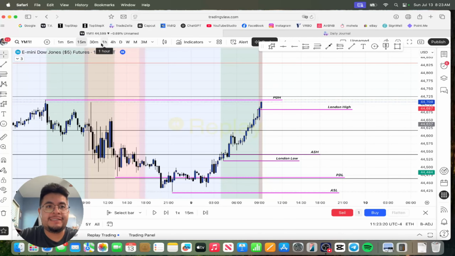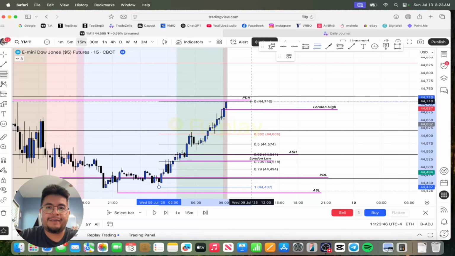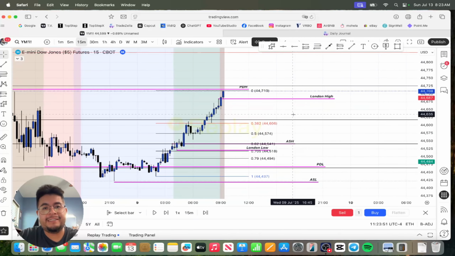I can't really see any 1 hour fair value gaps, because if I go down to the 1 hour, I believe it'll just go to like 10 o'clock, and I don't want it to go to 10 o'clock because then I miss that data. So what I want to do is do a fib from this low. It came down from here to there, so I want to do it from right there to right there.